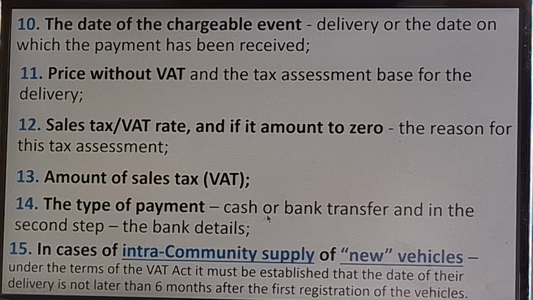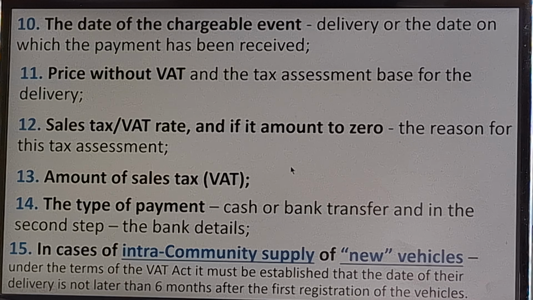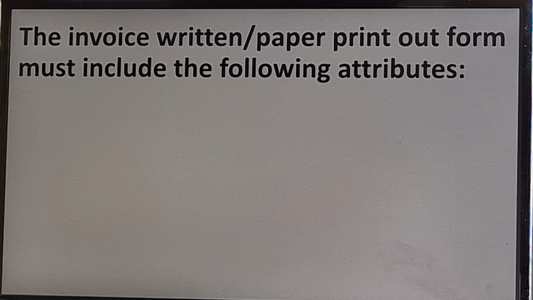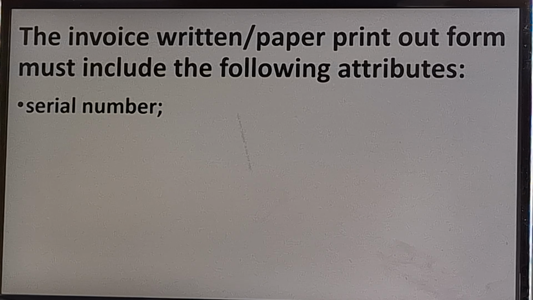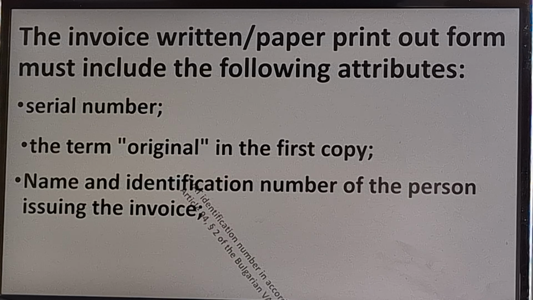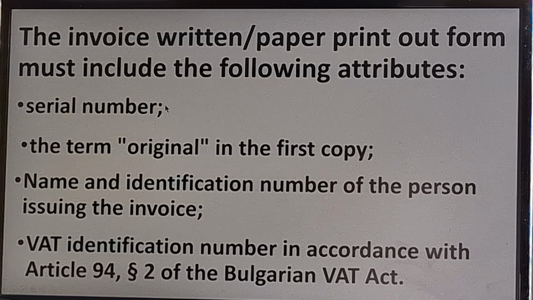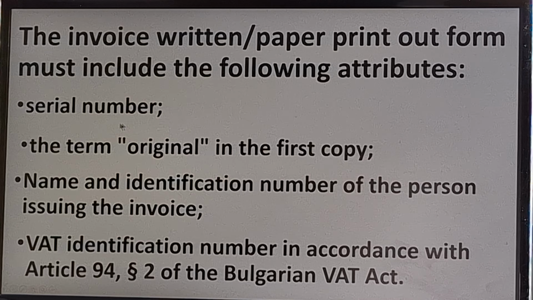Type of payment could be cash on hand or bank transfer. And in case of the intra-community supply of a new vehicle, the date of production of the vehicle should be stated. This is in order for it to be classified as a new vehicle: from the date of production, a maximum of 6 months must have passed.